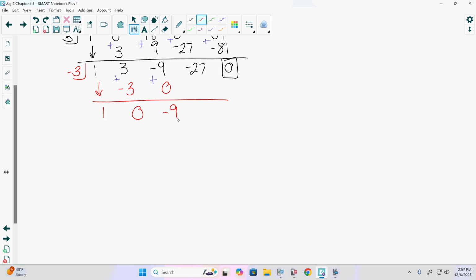And negative 9 times negative 3, the negative and negative would make a positive. It's 27, because our negative and negative make a positive. So 3 times 9 is 27. And negative 27 plus 27 is indeed 0. Now at this point here, if we filled the variables back in, we would have x squared plus 0x minus 9. And we can say x squared minus 9, yes?